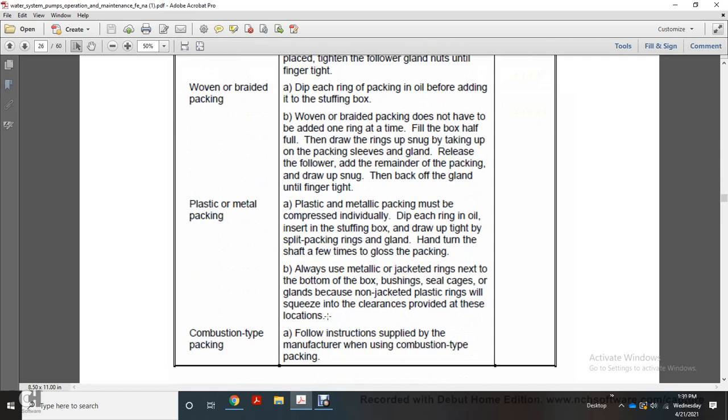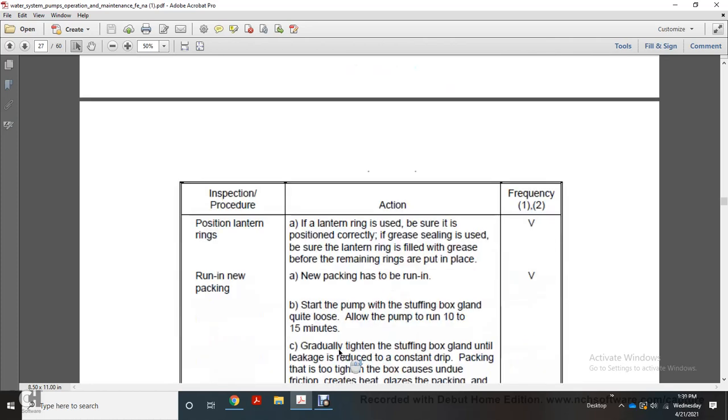Plastic metallic packing must be compressed individually, each ring, and then inserted into the stuffing box. Draw up tight with the gland and turn the shaft 3 times. Allow metallic jacketed rings near the bottom of the box. The lantern ring and gland become non-jacketed plastic rings that will squeeze into the clearance. Follow the manufacturer's instructions when using this type of packing.